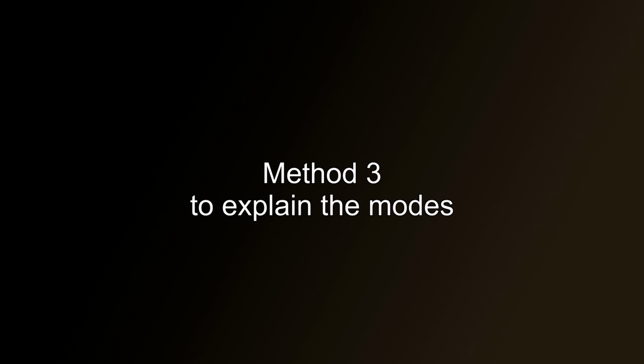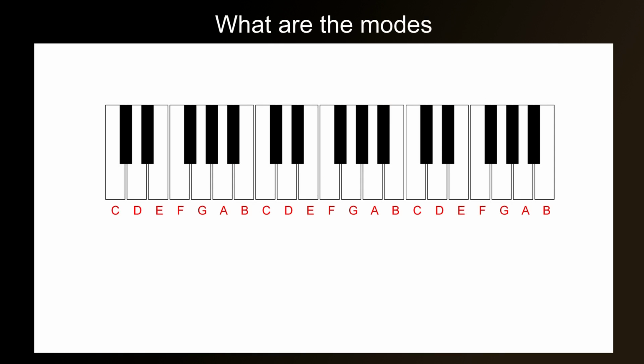The third method for explaining the modes would be to use a piano keyboard. And here you can see clearly, if you start on the note C and finish an octave higher on C, this is a C major scale. Now, if we start on the D and finish on the D, however don't play any black notes, this is a new and unique scale.